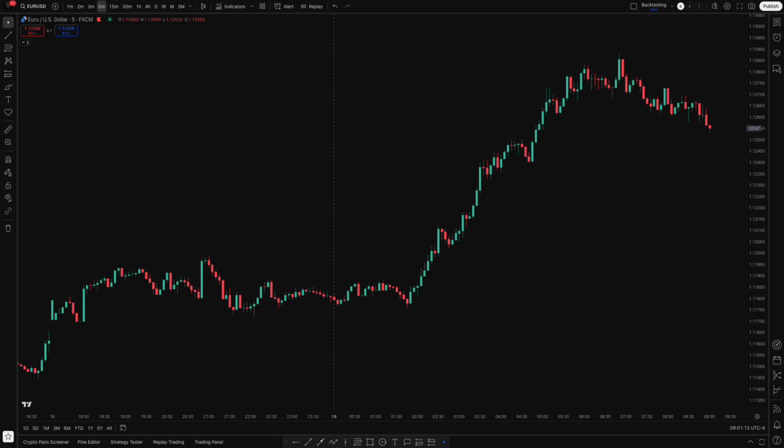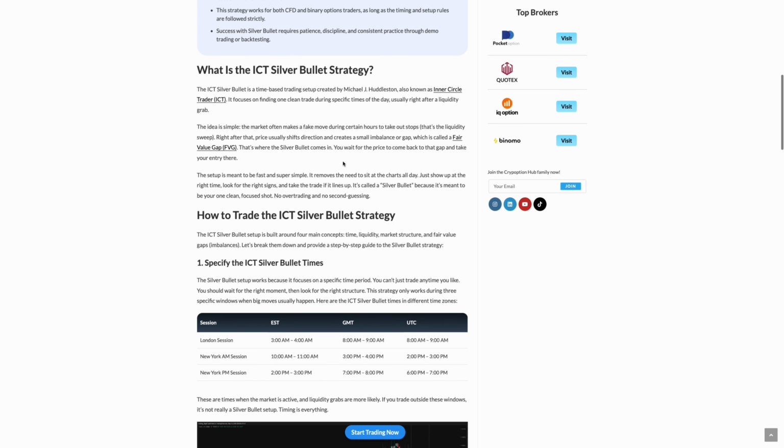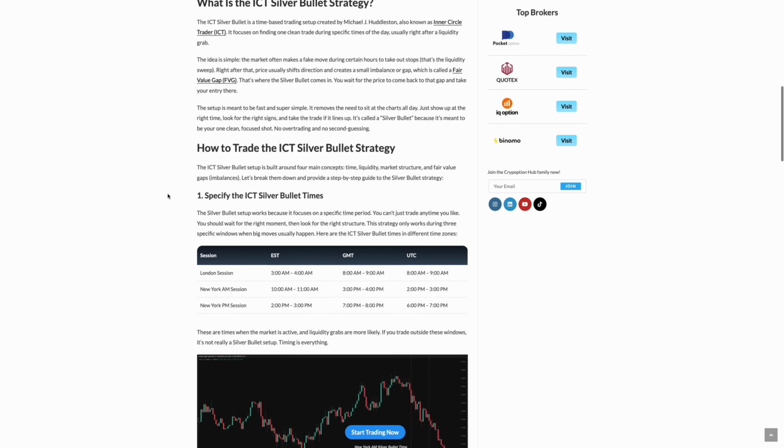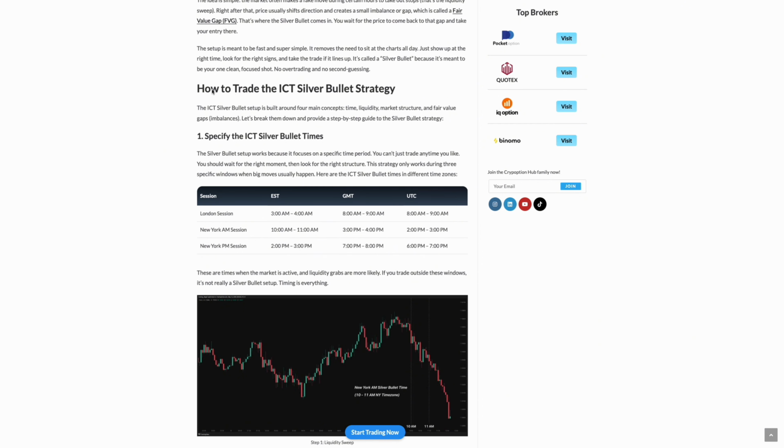I will go to our website, groupoptionhub.com, and as you can see in this article, I've completely explained what the ICT Silver Bullet is and how you can trade it. So on this blog post and this guide, you will see here in this table, I've specified in 3 different time zones which 1 hour windows you should trade if you're going to trade the ICT Silver Bullets. Actually, these are the ICT Silver Bullet times. So a lot of us ICT traders use the Eastern time zone, or set our TradingView or whatever platform you're using to New York time. So we'll focus on this.